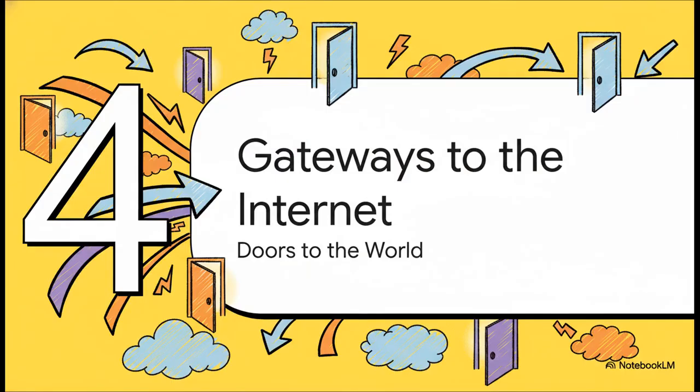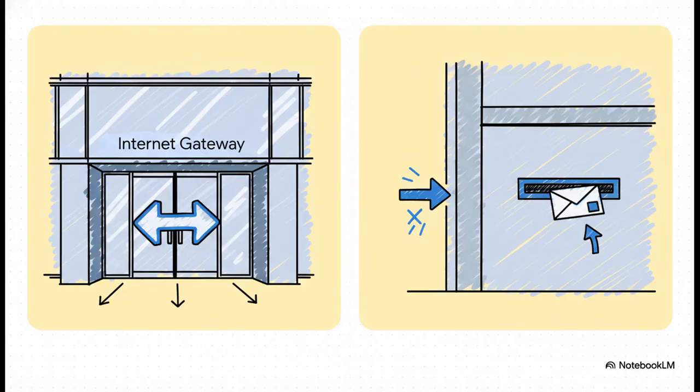All right, time for section 4, gateways. We have our rooms, right? We have our secure offices and our lobby. But what good are they without doors? We need a way for them to talk to the outside world. This is a classic exam question, so listen up.